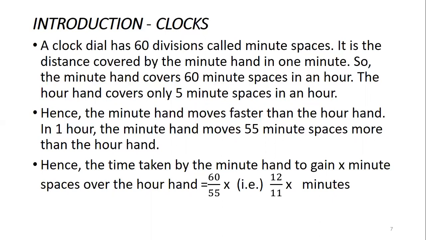Hence the minute hand moves faster than the hour hand. In 1 hour, the minute hand moves 55 minute spaces more than the hour hand. So the time taken by the minute hand to gain x minute spaces over the hour hand is 60 by 55 into x, where x is the minutes that need to be gained. When reduced, it gives you 12 by 11 into x minutes.